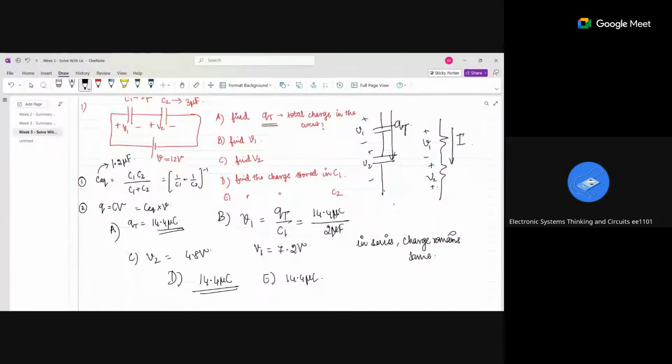What is the charge with respect to time? dq by dt. So I1 will be dq1 by dt, and I2 will be equal to dq2 by dt. Q1 and Q2 are the same, so I1 and I2 will be the same. So I is also the same.